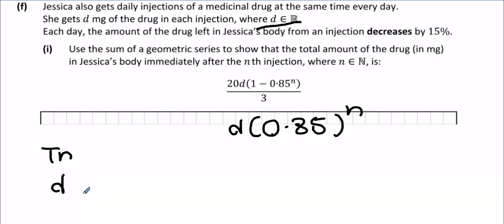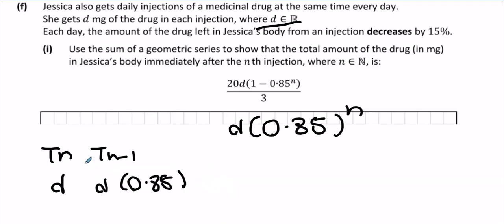All right? Now, how many days is she getting it for? Does it say? No, it doesn't say. So leave it as n. No idea. Just let's keep going for a minute. Your second last injection, how long is that in your body for? 1 day. It's 1 day in your body. So what's that? D times 0.85. It's all right. We're good. I know where the 20 and the 3 come from now. It's all good. I just figured it out.